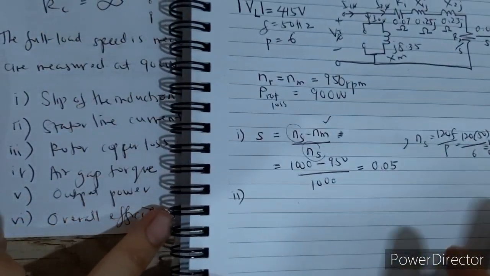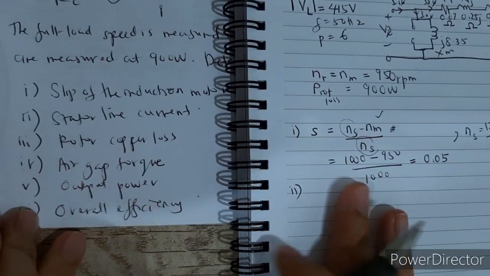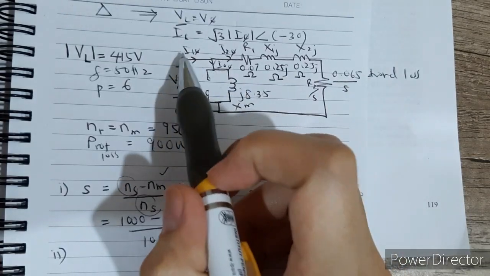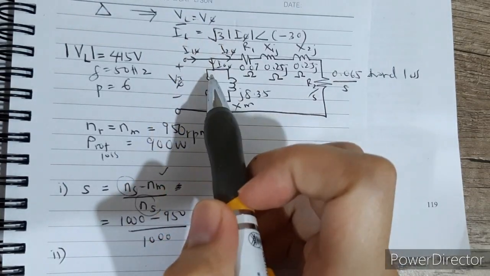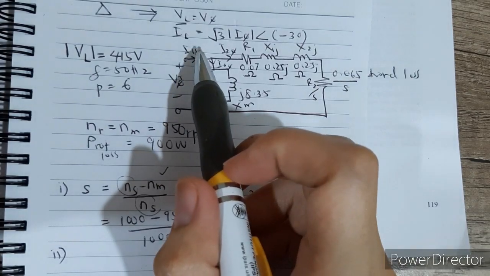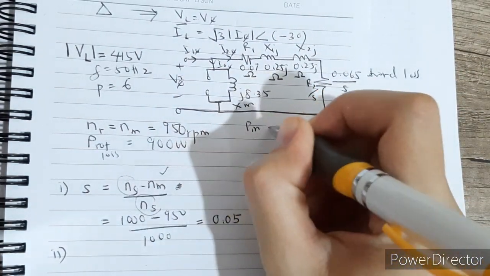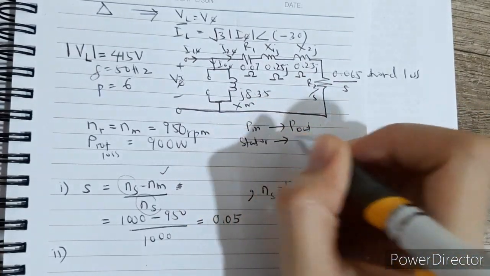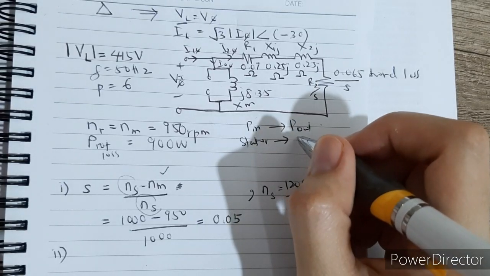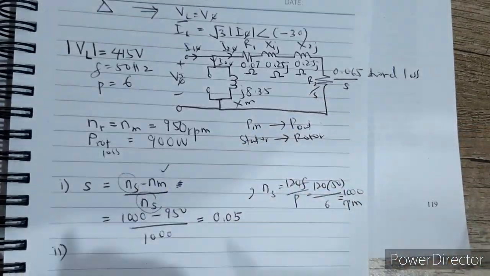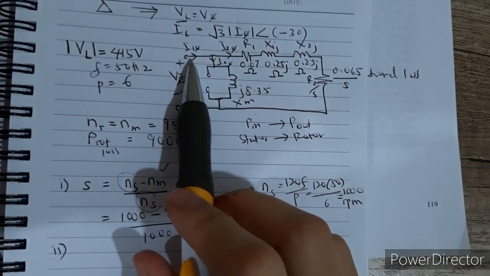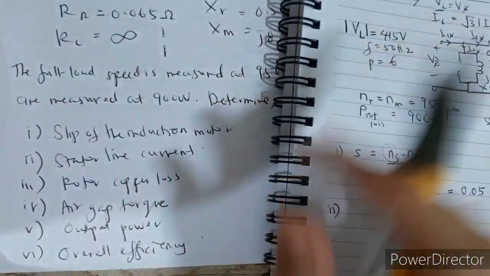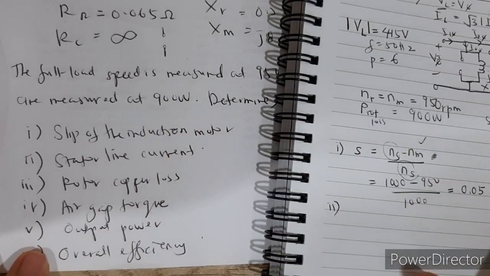Okay, number 2, stator line current. So which of these 3 currents is the stator current? Number 1, because remember our input for the induction motor goes into the stator, and output is converted at the rotating rotor. So input enters through the stator. So I1 phase is your stator phase current. But the question asks for stator line current. Okay, never mind.